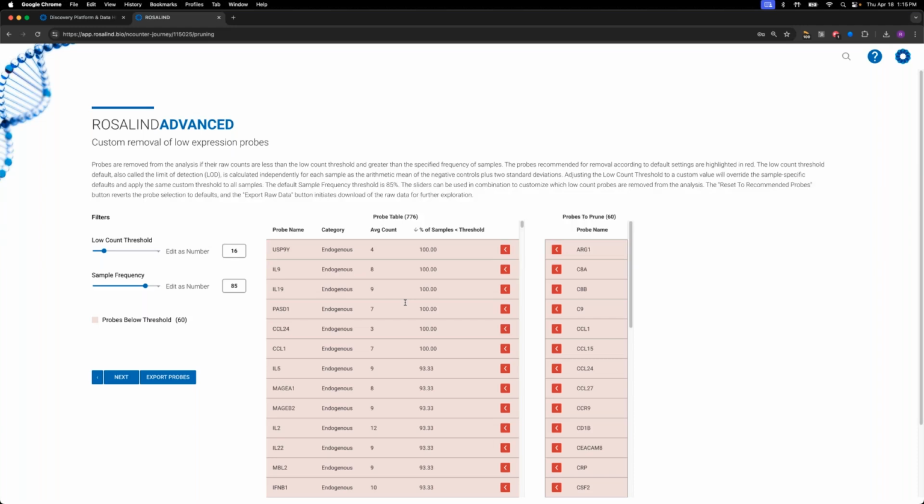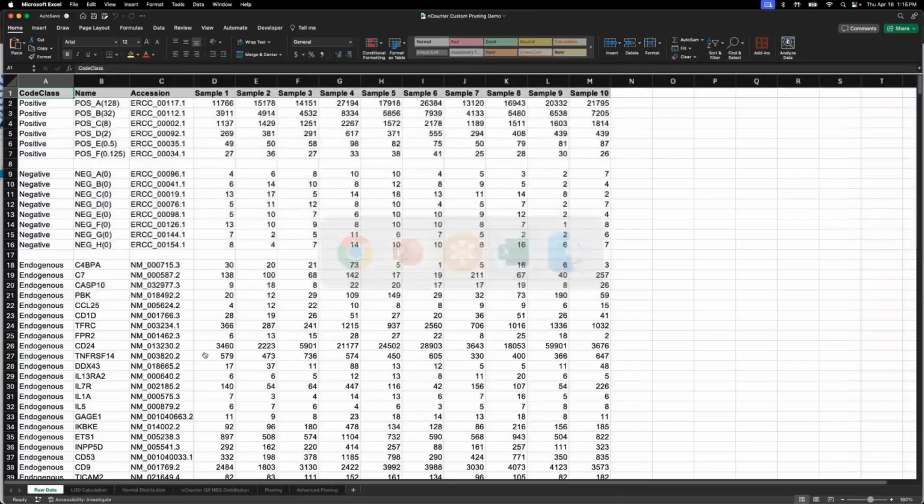So let me go to Excel, and I just want to show you some basic calculations. I love Excel, but it's not great for data analysis, as you know, but I want to show you how the calculations are done. To do that, I clicked on this Export Probes button, and I downloaded the raw data, and I can do a deep dive on all my controls, all my endogenous genes, and all of my housekeepers. So that's going to look like this. I downloaded the raw data directly from the Rosalind platform.